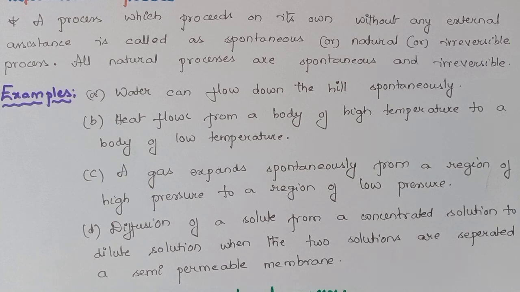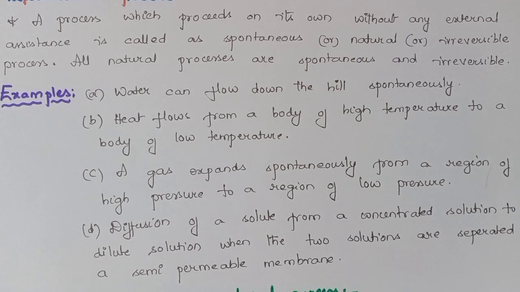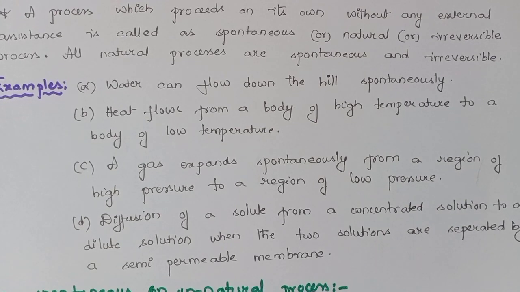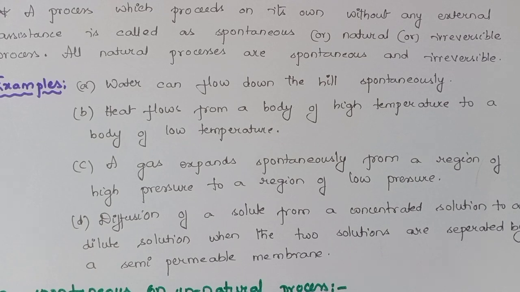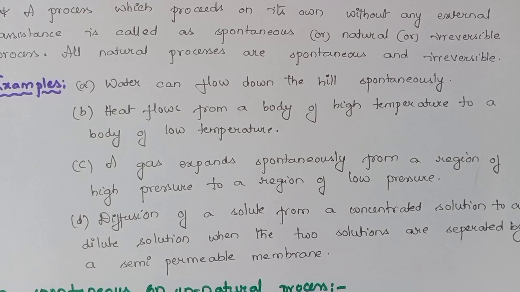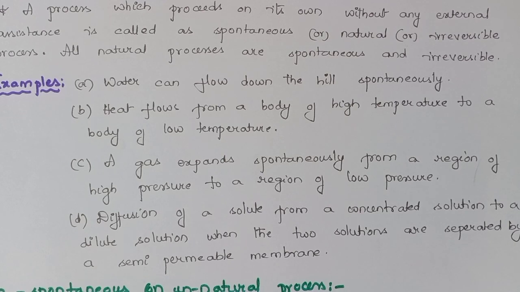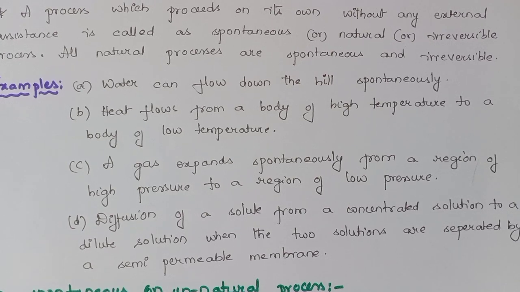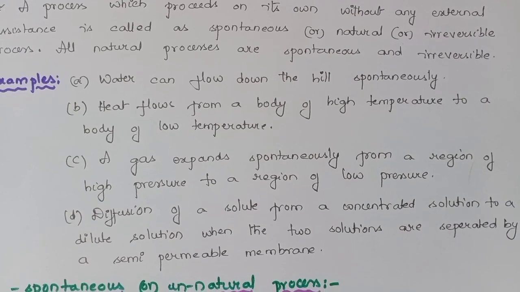Next example: when there are two solutions whose concentration is different, one a concentrated solution and the other a dilute solution, and these two solutions are separated by a semi-permeable membrane, generally we can find the diffusion of solute particles from the solution of higher concentration to the solution of lower concentration. That's what I have mentioned here, students. Diffusion of a solute from a concentrated solution to a dilute solution when the two solutions are separated by a semi-permeable membrane.